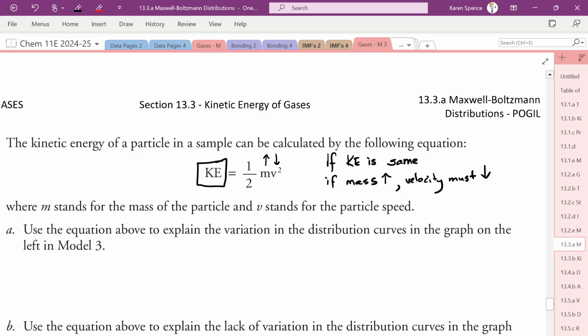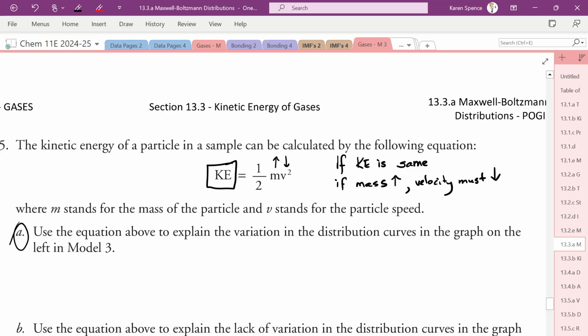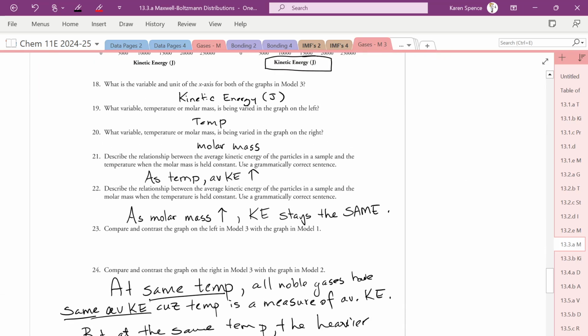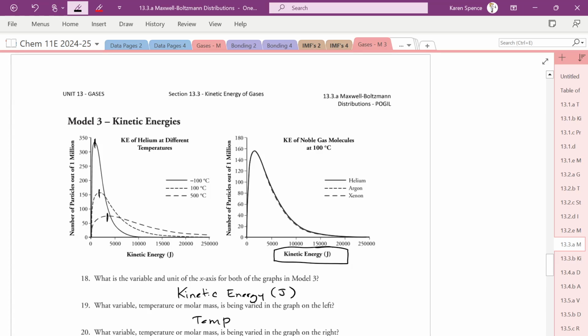Use the equation above to explain the variation in the distribution curves in the graph on the left in Model 3. So we are looking at different temperatures. I don't know. This one makes me unhappy, and I don't think you're ever going to have to answer it. So that would be this one.